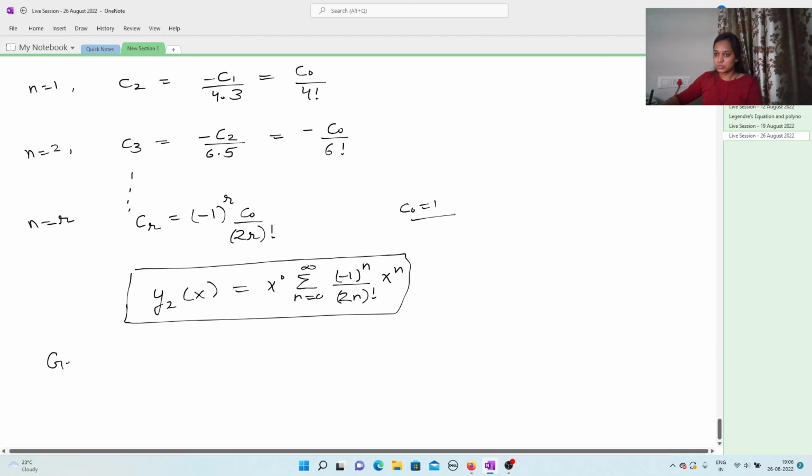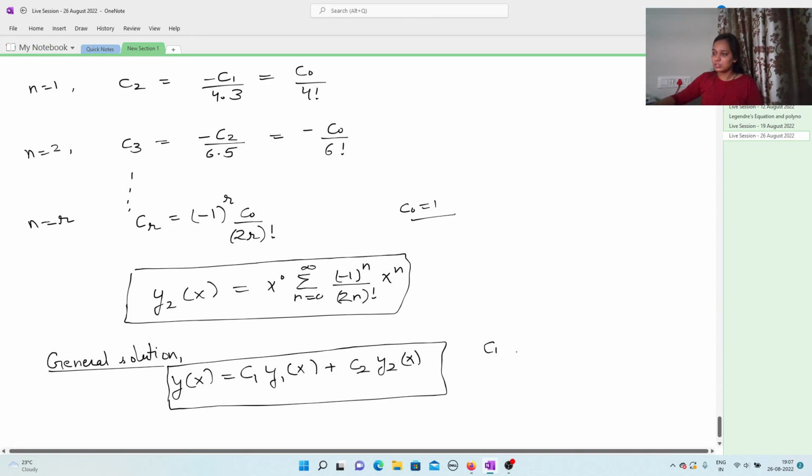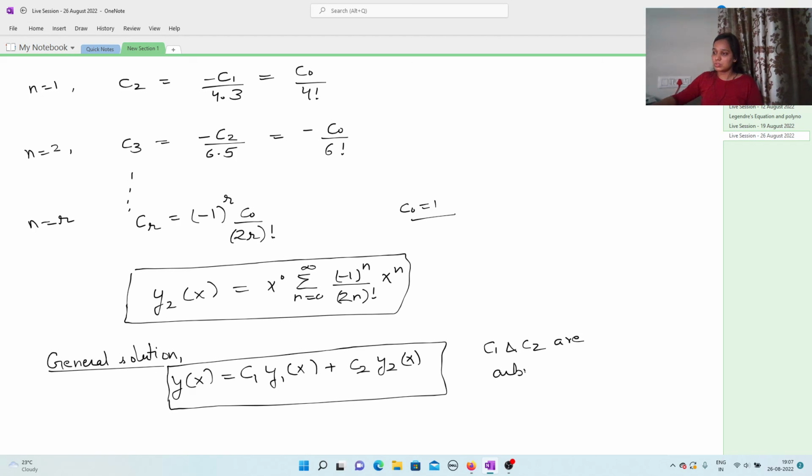So the general solution can be written as y of x equals c1 y1 of x plus c2 y2 of x. The main solution will be a linear combination of these two series solutions y1 and y2, where c1 and c2 are arbitrary constants.